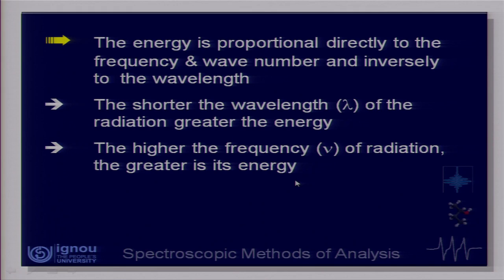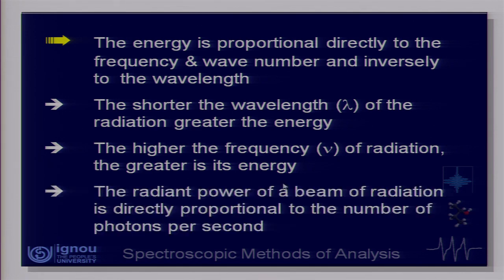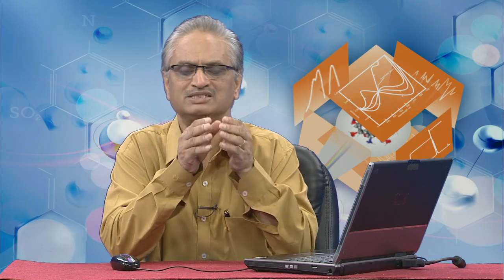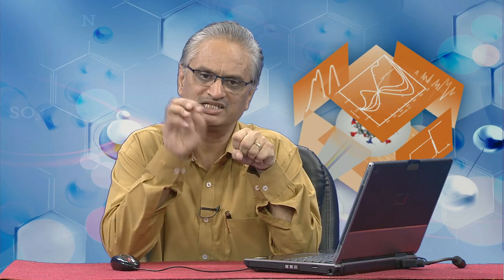Okay. Now, we also know that higher the frequency, essentially we are just trying to translate this statement, that there is a direct proportionality or an inverse proportionality there. Now, this is crucial: the radiant power of a beam of radiation is directly proportional to the number of photons emitted per second. That is very important, because when we visualize radiation in terms of packets of energy, the question is how many packets of energy are getting to a given target.